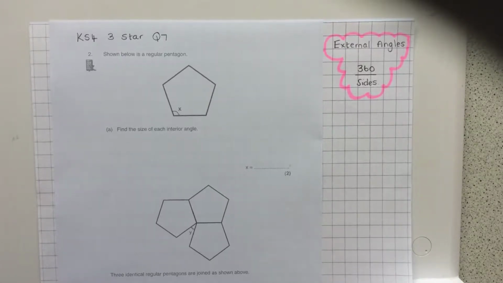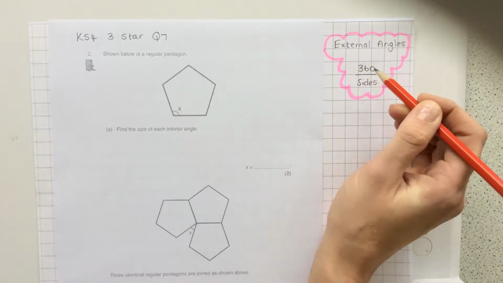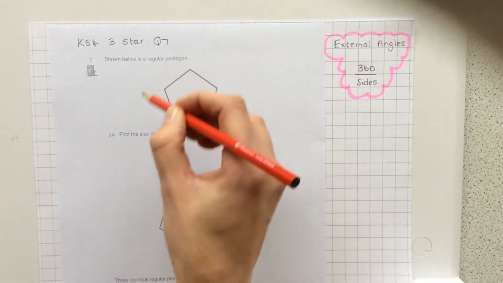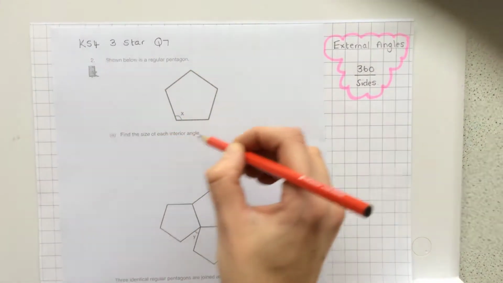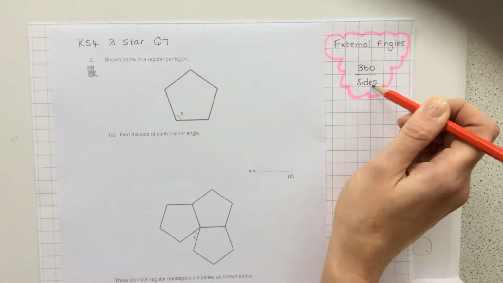In this video, we're going to look at internal and external angles. Now, one of the handiest things you can remember when it comes to internal and external angles is that the external angles are equal to 360, because that is the shape that is made when you think of going round a shape, and that is divided by the number of sides.